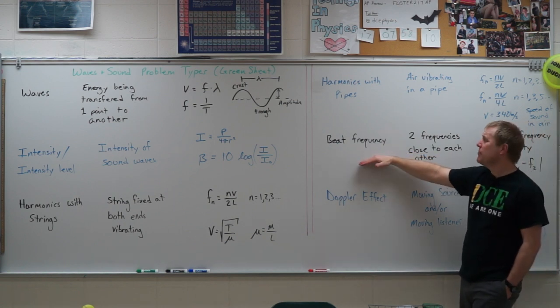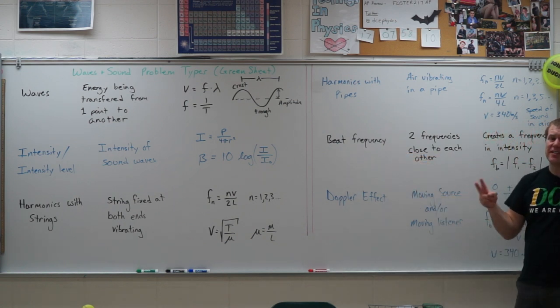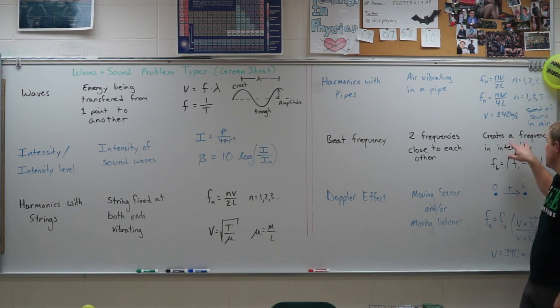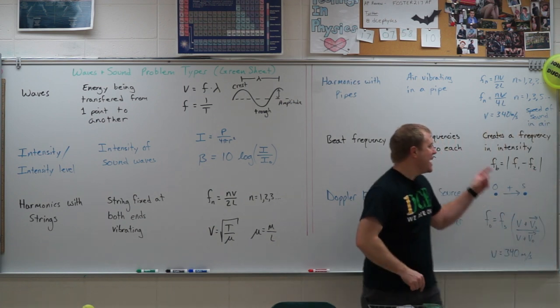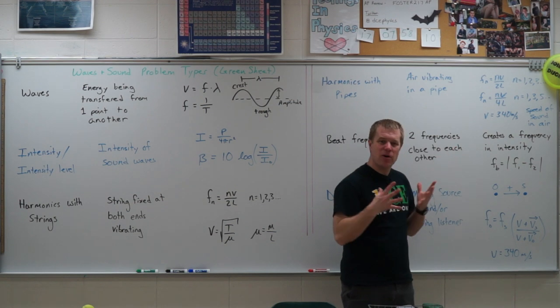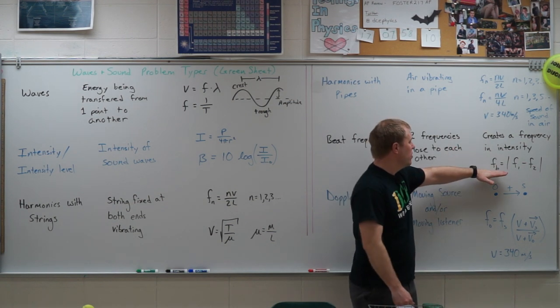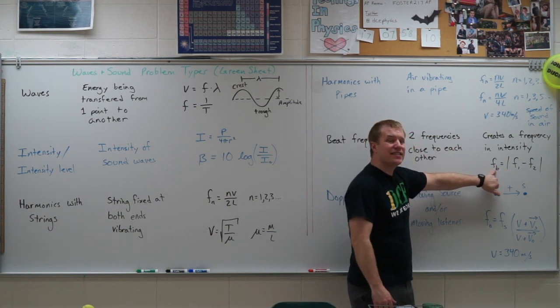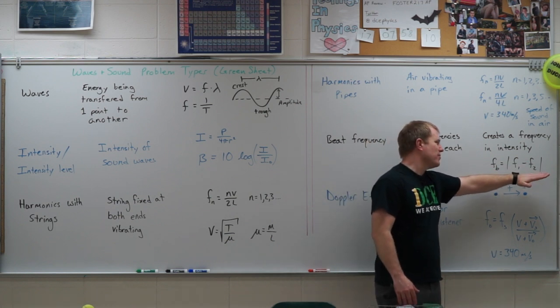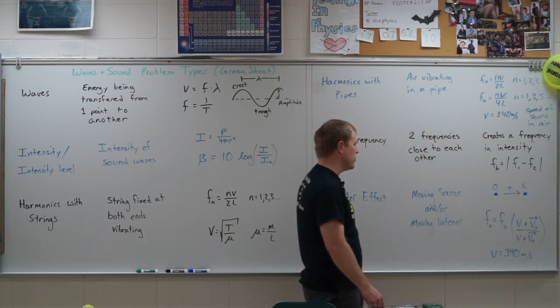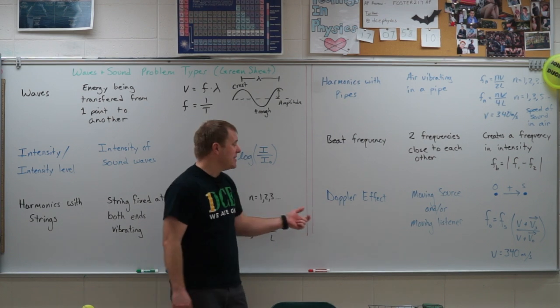Beat frequencies: it's a beat frequency problem because you have 2 frequencies that get close to each other. When that happens, it creates a frequency in the intensity of the sound. So it gets louder and softer, okay? And in order to find the frequency of that beat, the beat frequency is the absolute value of the difference between those 2 frequencies.